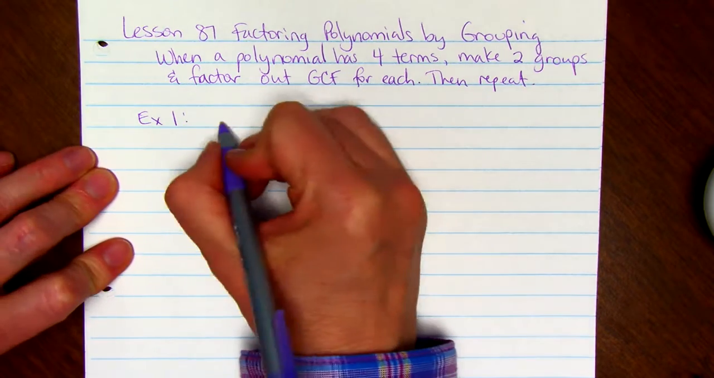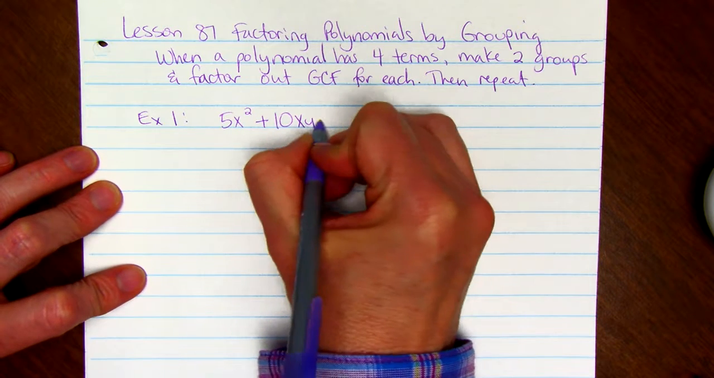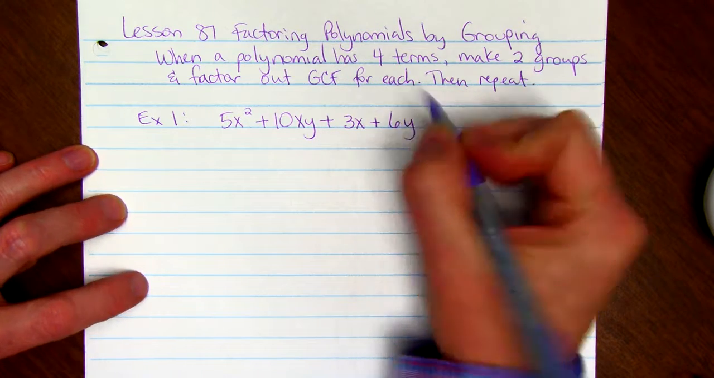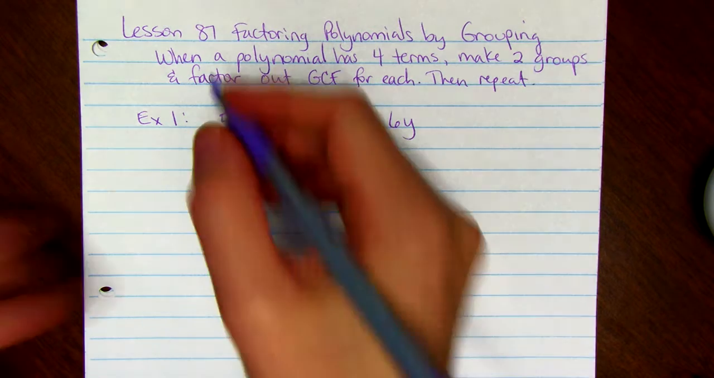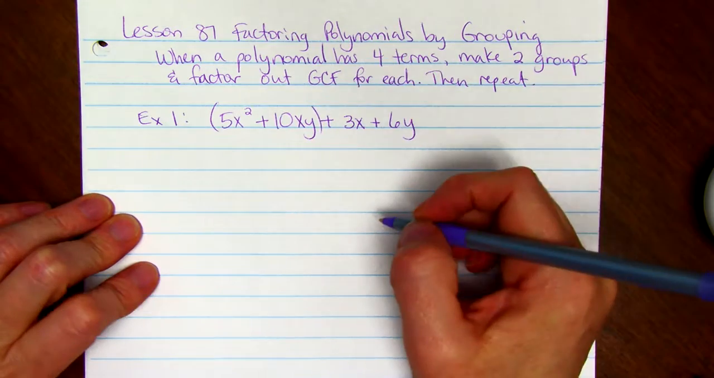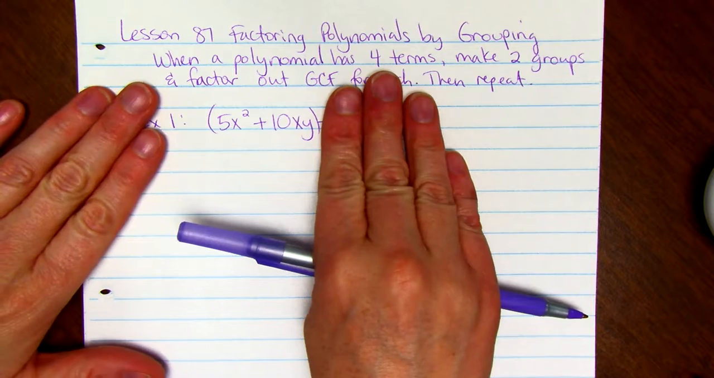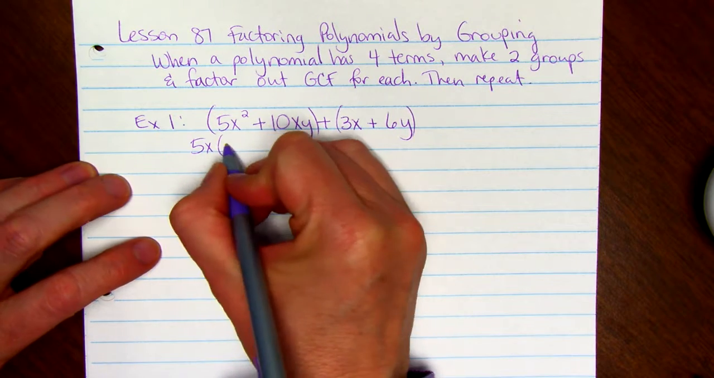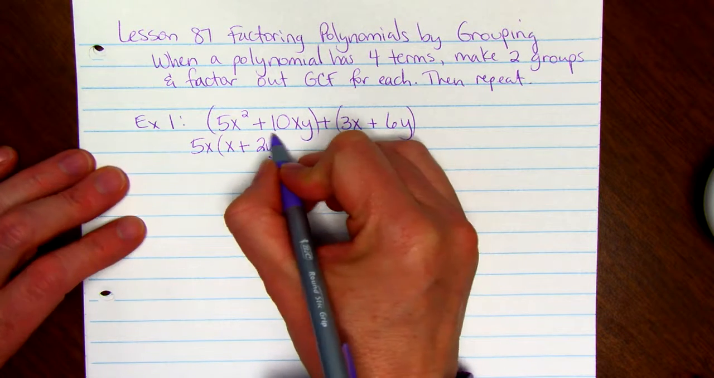We have 5x squared plus 10xy plus 3x plus 6y. So here is a polynomial with 4 terms. We're going to make 2 groups. So I'm going to look at the first 2 terms and the last 2 terms. And I want to factor. So I'm just looking at 5x squared plus 10xy. We can factor out a 5 and an x. And we're left with x plus 2y.